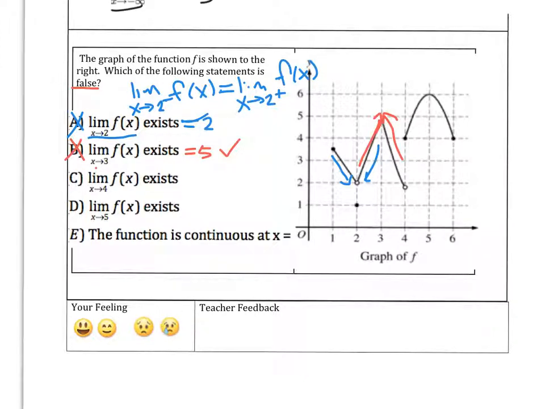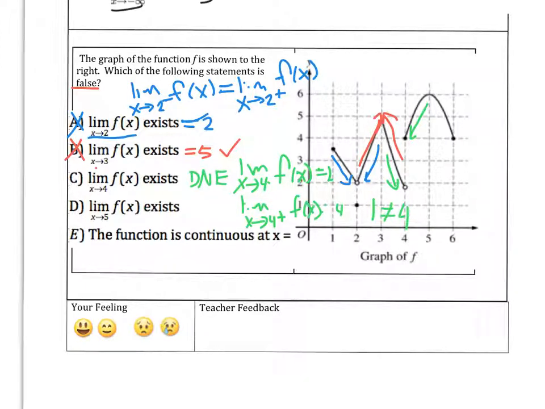The limit as x approaches 4. Okay, I know the limit from the left is going to be 2. The limit from the right is going to be 4. This one does not exist because the limits from each side are different. The limit as x approaches 4 from the left of f of x is 2. The limit as x approaches 4 from the right of f of x is 4. Because those are different, that limit does not exist. That's going to be our answer.